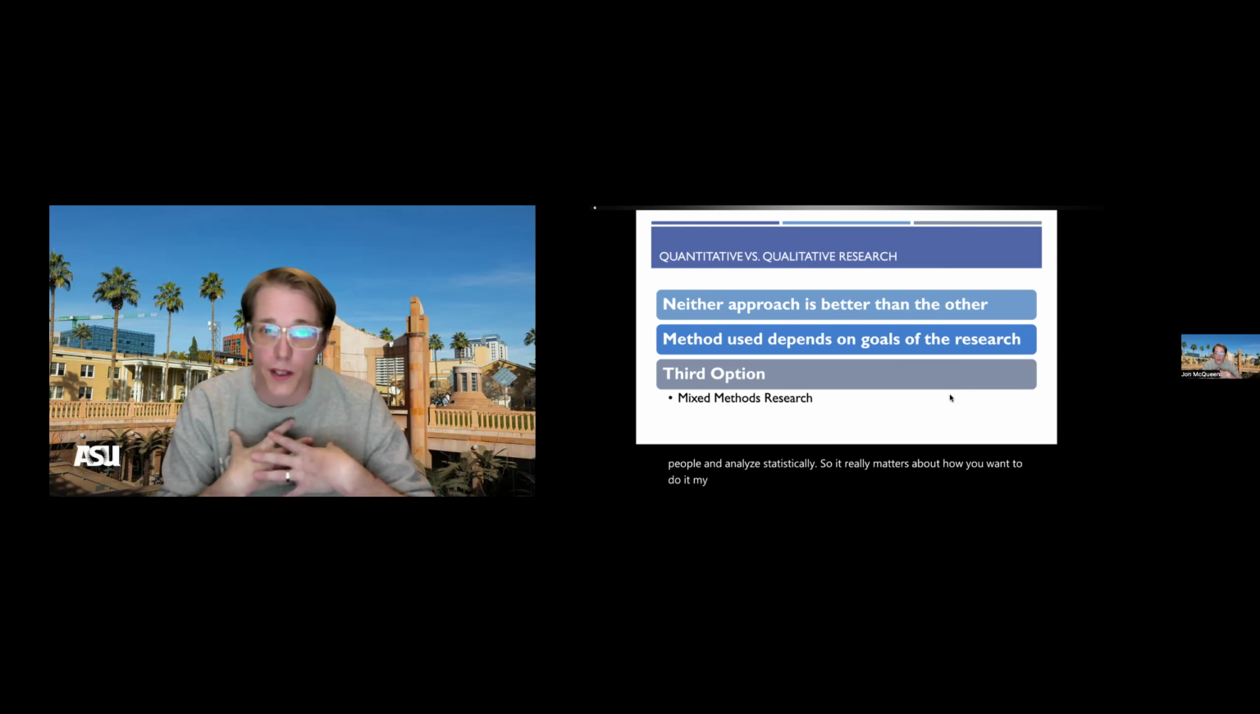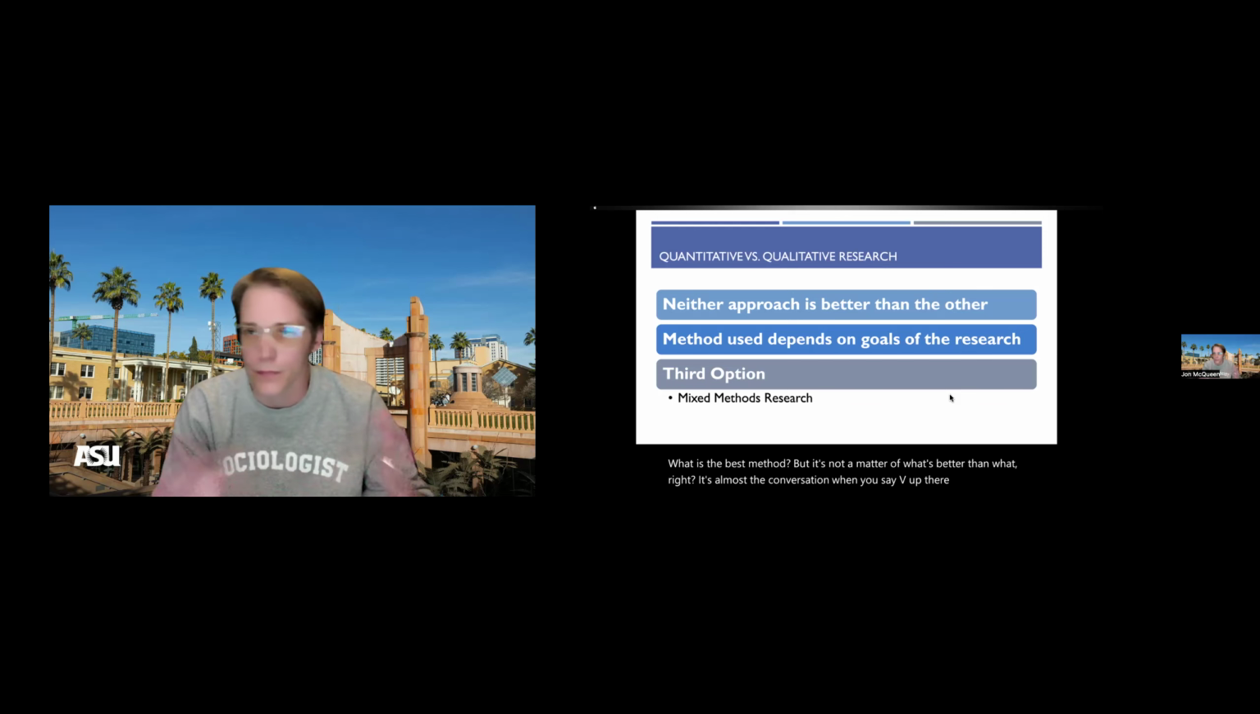My own research is conducted with mixed methodological approaches, and the reason is I'm interviewing people who've survived congregate care in their families. There is a story that needs to be told, but there's also a need for descriptive statistics, inferential statistics, and quantitative statistics. So the usage of both allows a larger story to be captured. One would not be without the other. It's important that you find the best method, but it's not a matter of what's better than what, right? It's almost the conversation when you say "versus" up there. It's not always versus, it's more about what is going to best fit you.